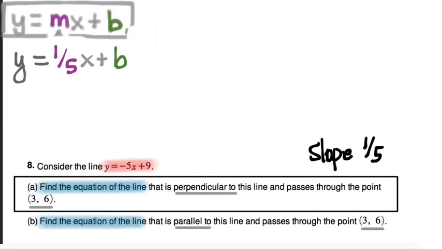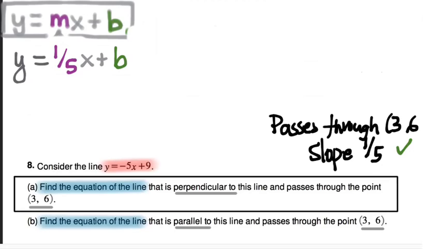So now I've used what I know about the slope, and the only thing left to do is somehow guarantee that my line passes through the point 3, 6. Now, how do I do that? How do I require this equation, y equals 1/5 x plus b, to be satisfied for the point 3 comma 6? What should I do with that 3 and that 6? What's the only thing I can do with that 3 and that 6, given this is the equation I'm looking at? Put those into the x and the y.